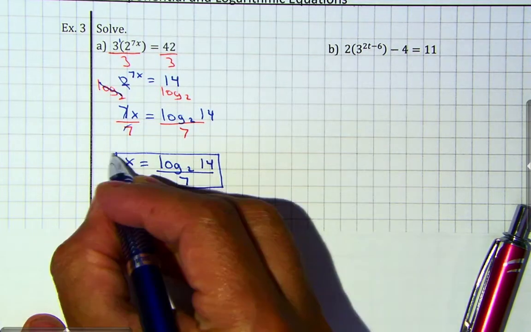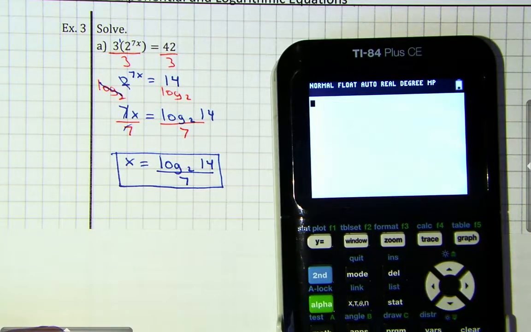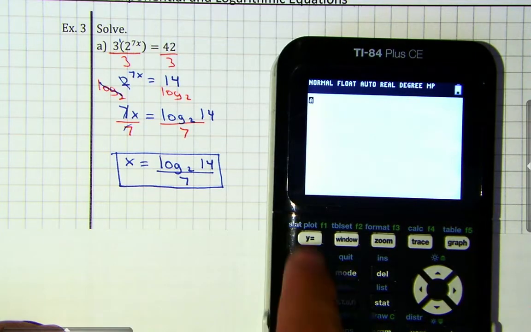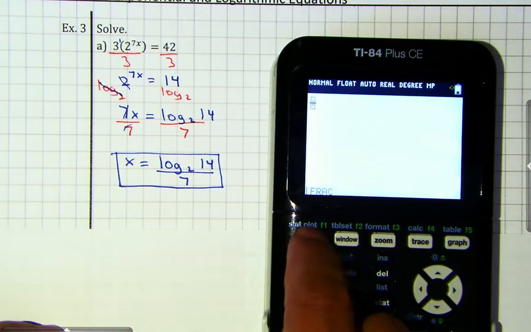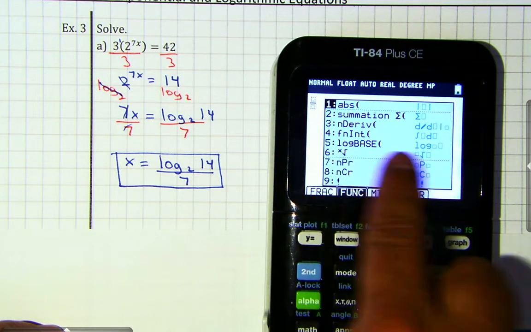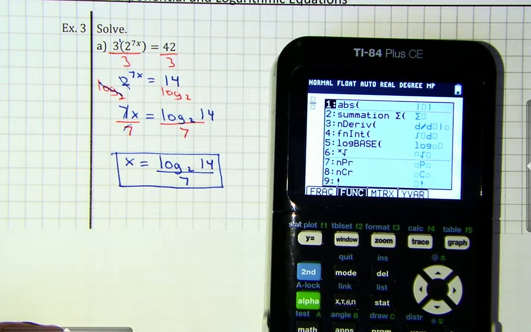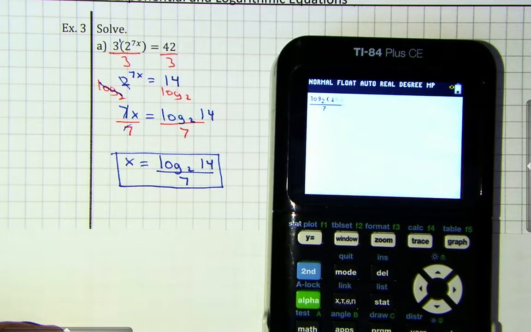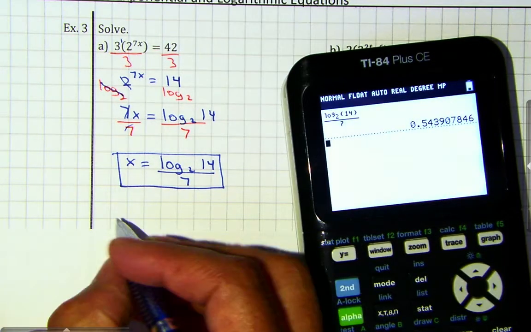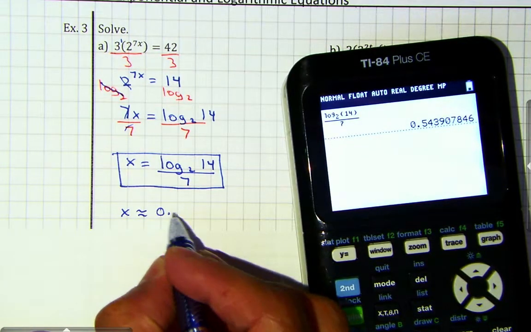Now, if we need to approximate, we are going to use our calculator, and I'm going to use my fraction bar. My calculator does have the log with a different base. So when I select number, I can go down and press enter, I can press number 5. So base 2 of 14 divided by 7. Therefore, x is approximately, I need 2 decimal places, so it'll be 0.54.